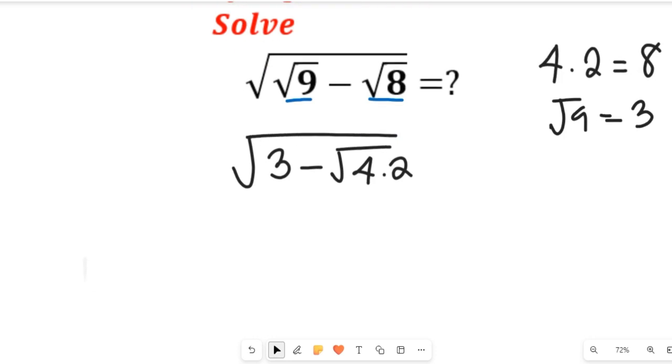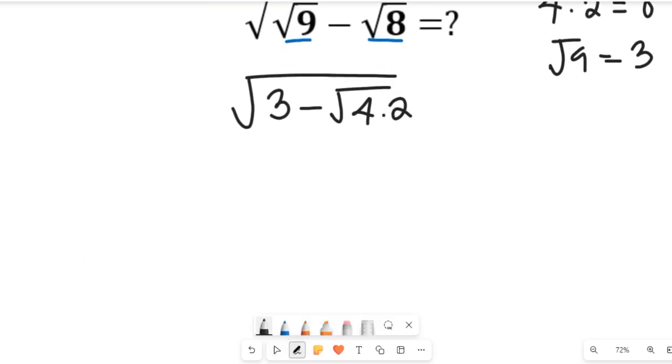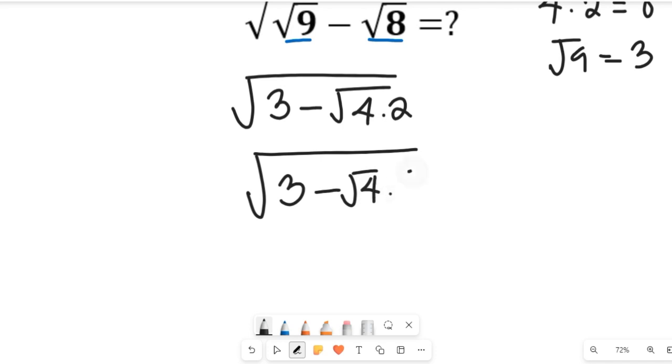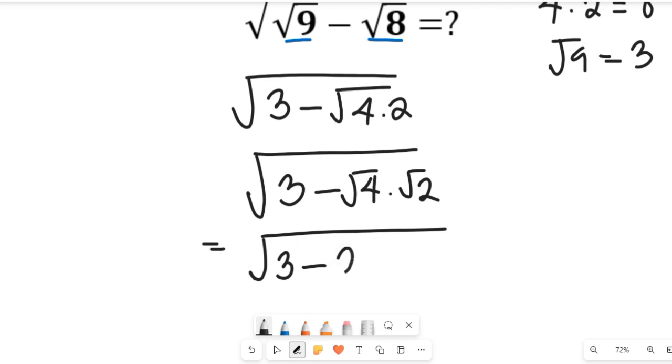So if we simplify that, we'll have the whole square root of 3 minus the square root of 4 multiplied by the square root of 2, and this will give us the whole square root of 3 minus 2 root 2.